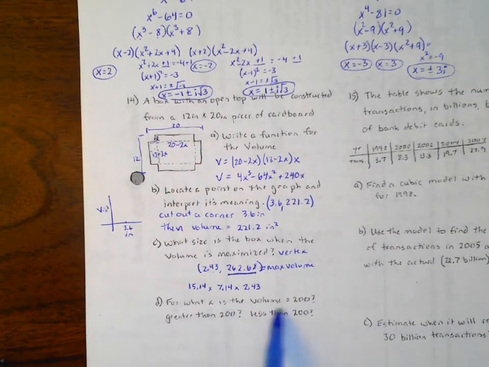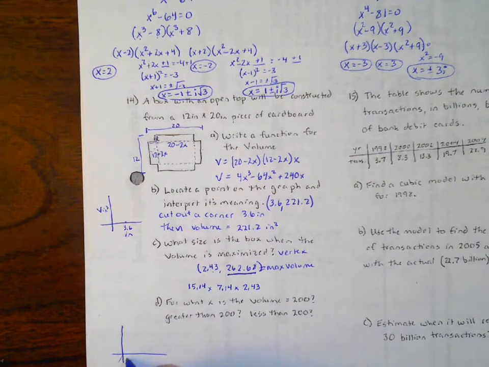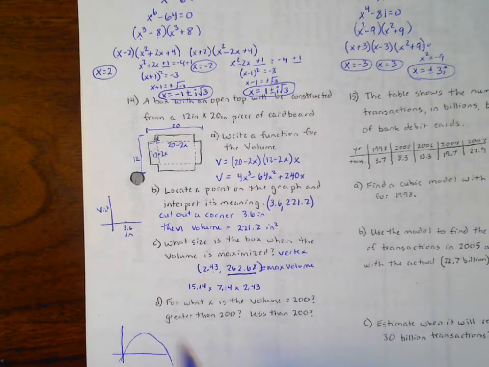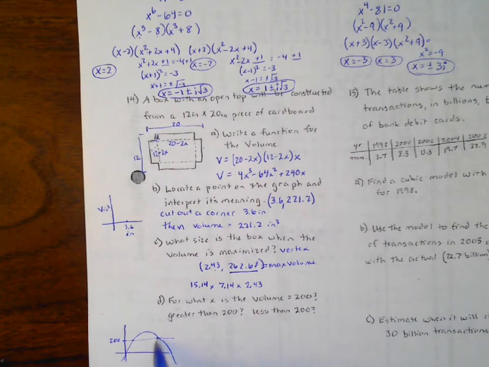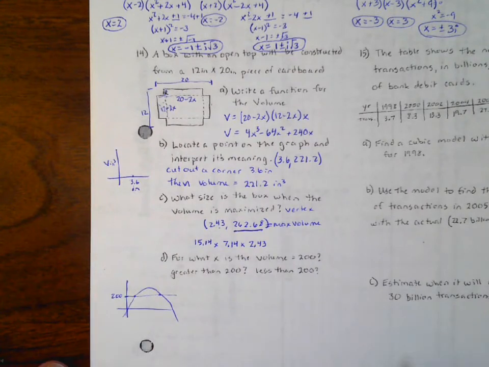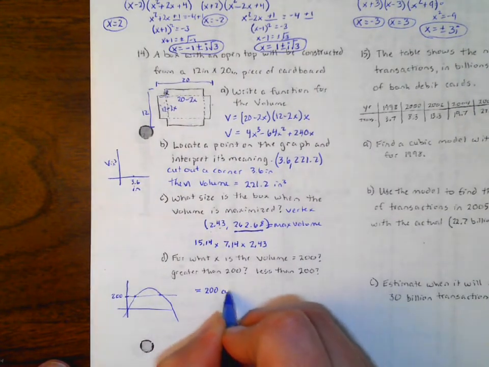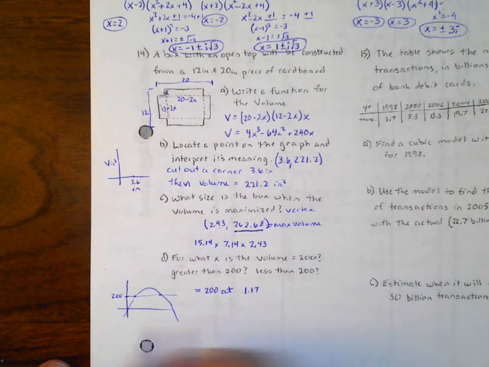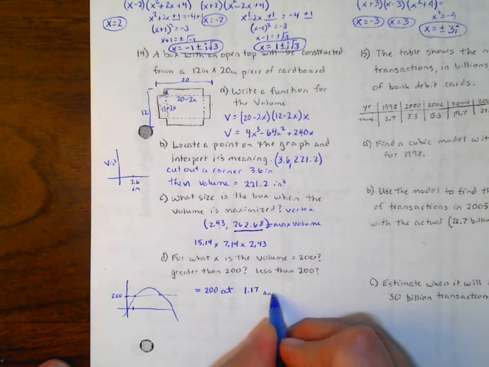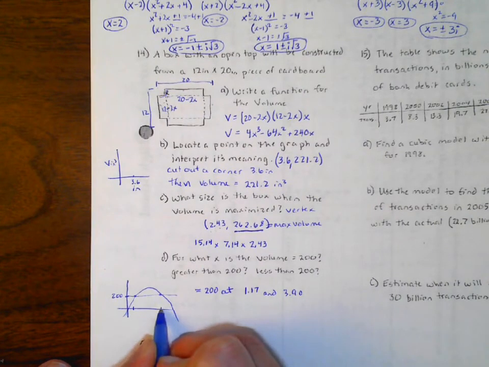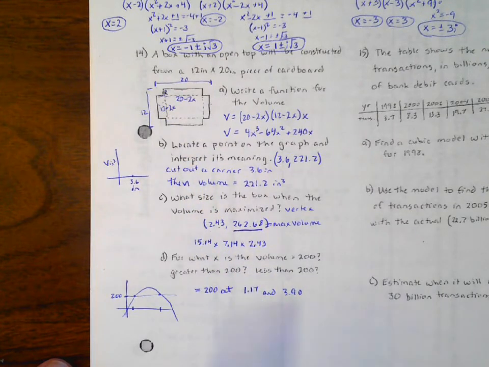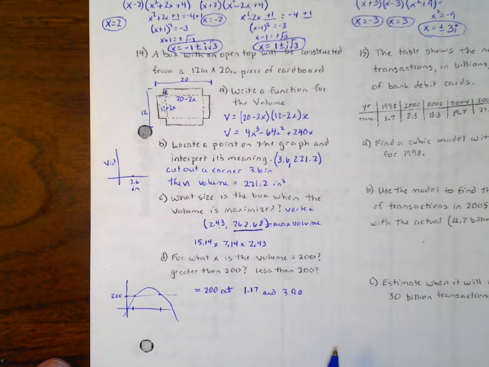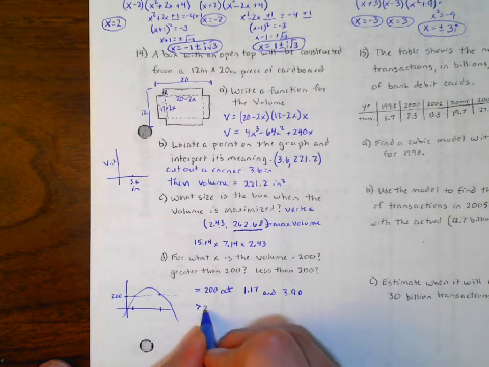For what x is the volume equal to 200? If you think about the graph here, it goes like this, right? So if we think about where 200 is, there are 2 points where it's equal to 200. It's equal to 200 at 1.17, so here's 1.17, and at 3.9. So right here is at 3.9. So if the dimensions of these corners cut out are this, I will have a volume of 200.